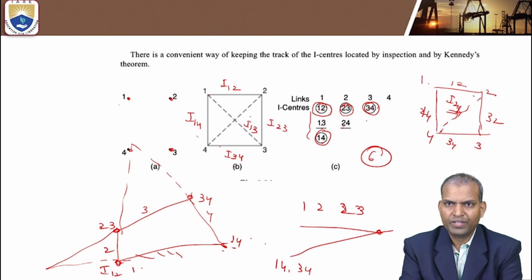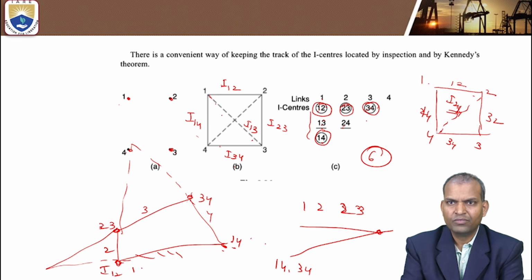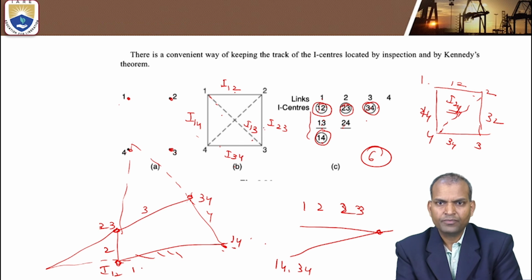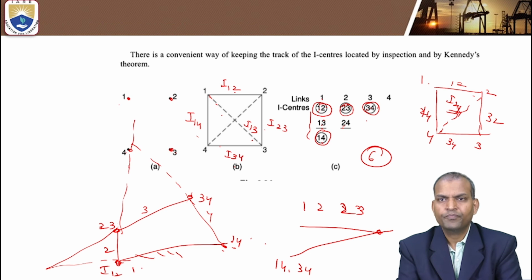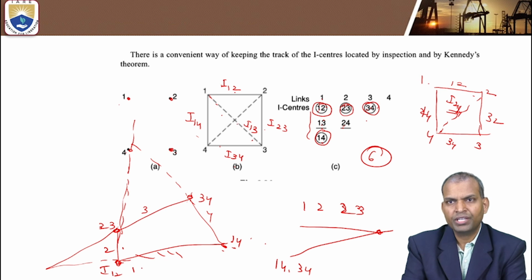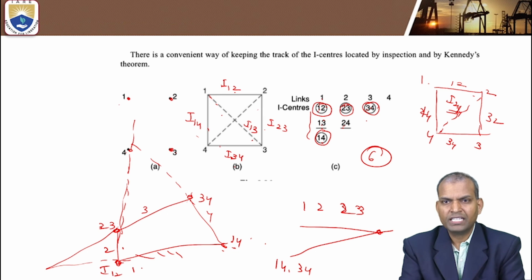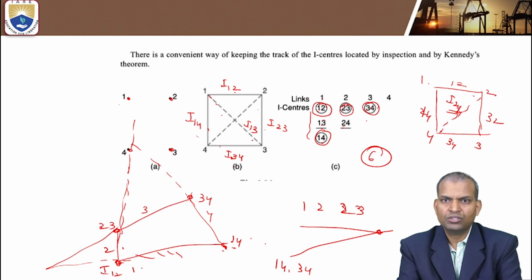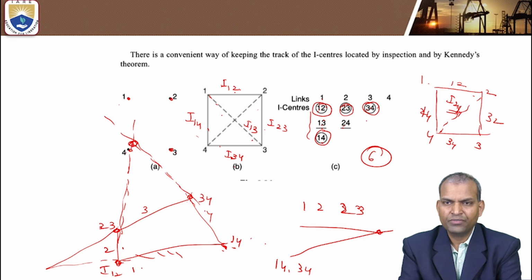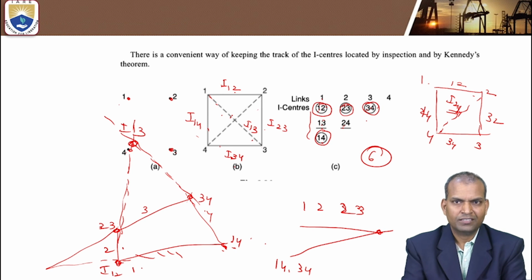By using this figure B. How is 1,3 obtained? 1,3 is obtained from the combination of 1,2 and 2,3: you extend. This is 1,2 and 2,3. Extend the straight line. Next, another combination: 3,4 and 1,4. This is the 1,4 instantaneous center and this is 3,4. Extend these two lines. This is the intersection. That intersection gives 1,3. Now I1,3 is also located.